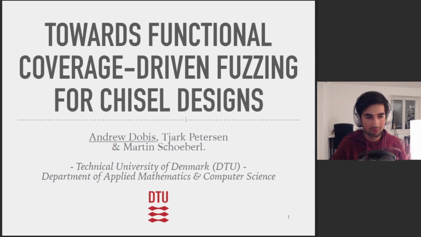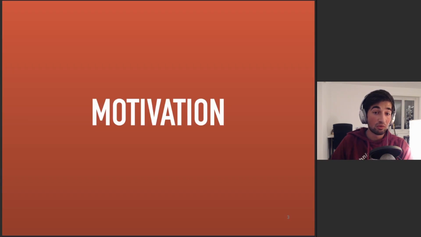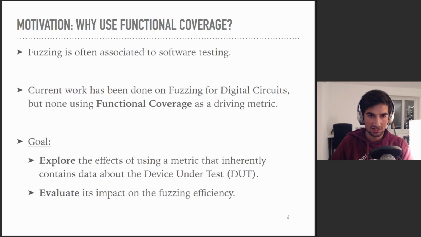So let me start by giving a brief overview of the presentation. We will first start by presenting the motivation behind this project. After that, we'll introduce the necessary background on Chisel and fuzzing. Finally, we will describe our solution for fuzzing Chisel designs and talk about our initial experiments with the fuzzer. Please remember, of course, that this solution is still very much a work in progress, so please keep that in mind throughout the presentation.